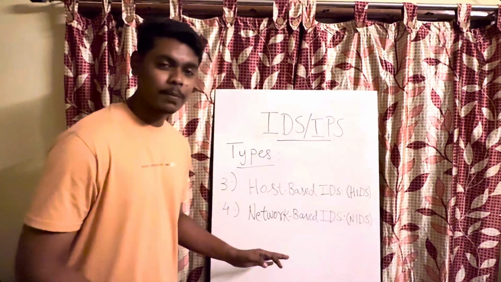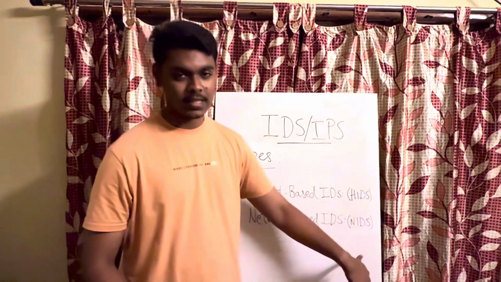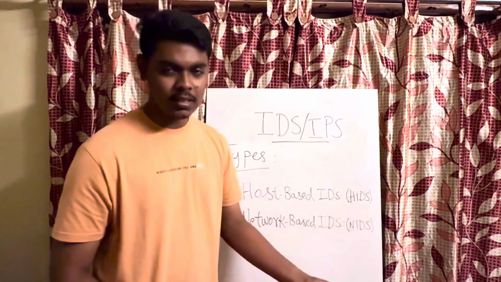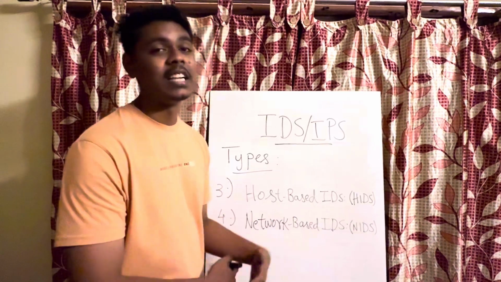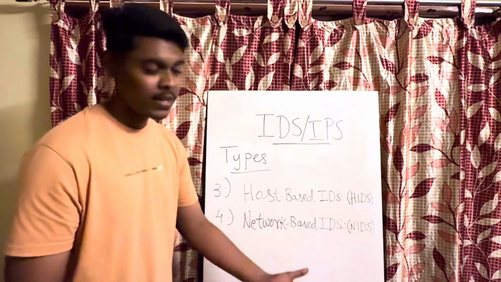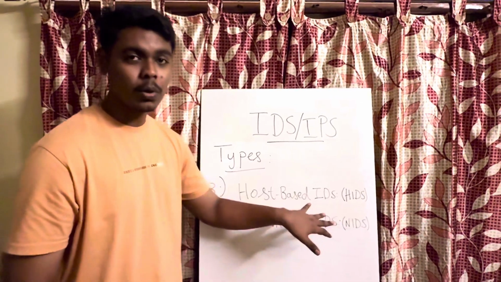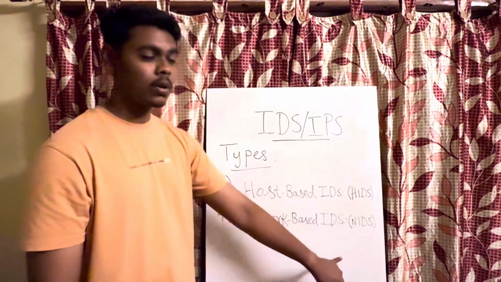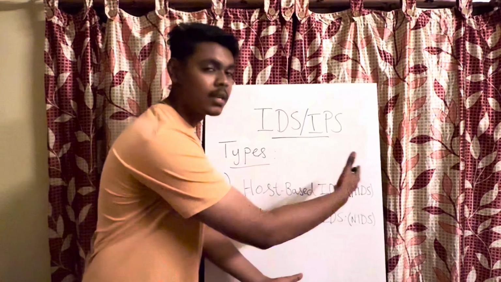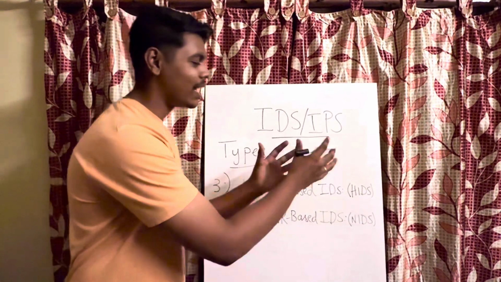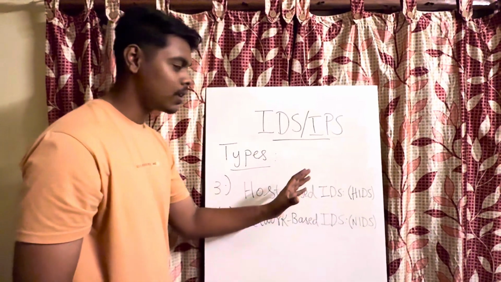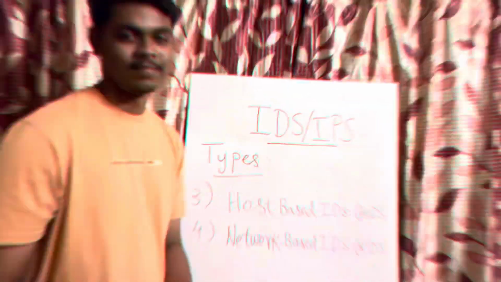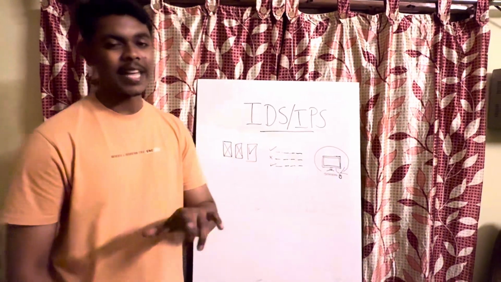Now, the fourth type is network-based IDS, which is NIDS. A network-based IDS will monitor the entire network of systems. In our host-based IDS, we looked inside one system, whereas with a network-based IDS, we look at all of the different systems and all of the main entry points, and we look for any sort of unknown or foreign packets. Now, let's look at the IPS.